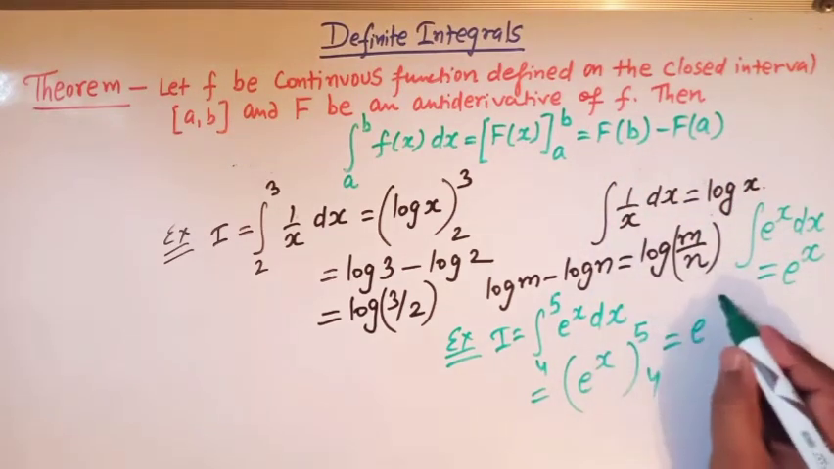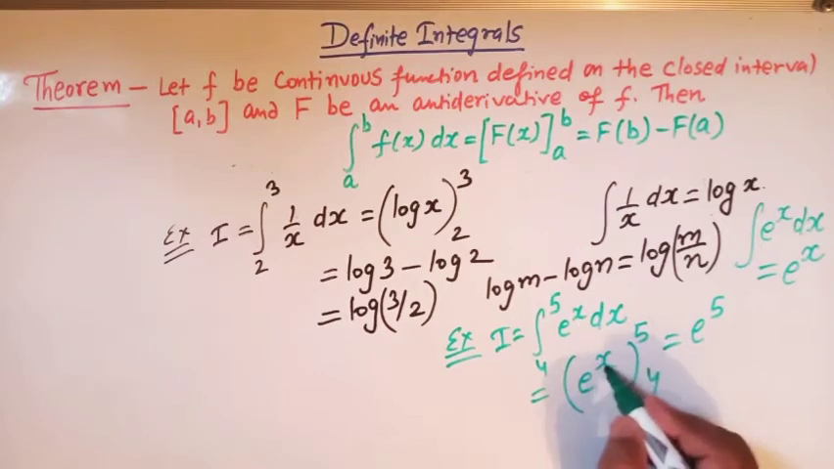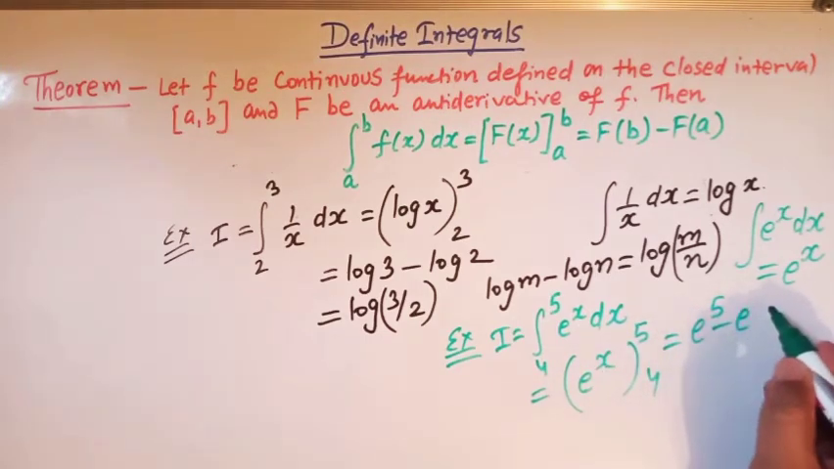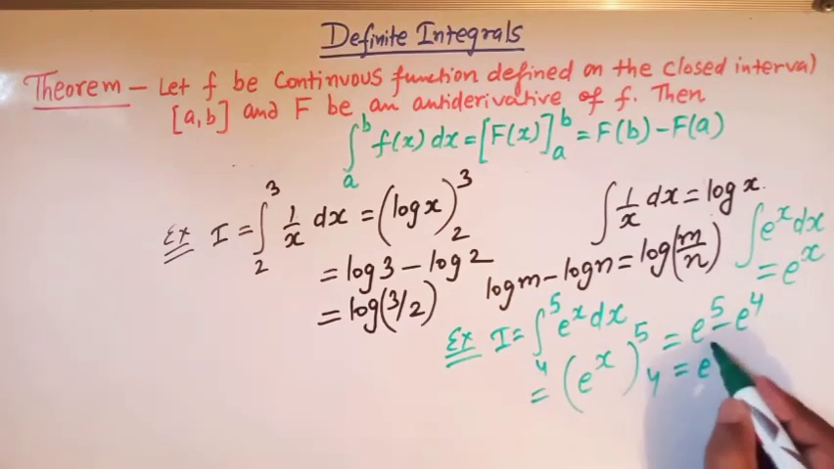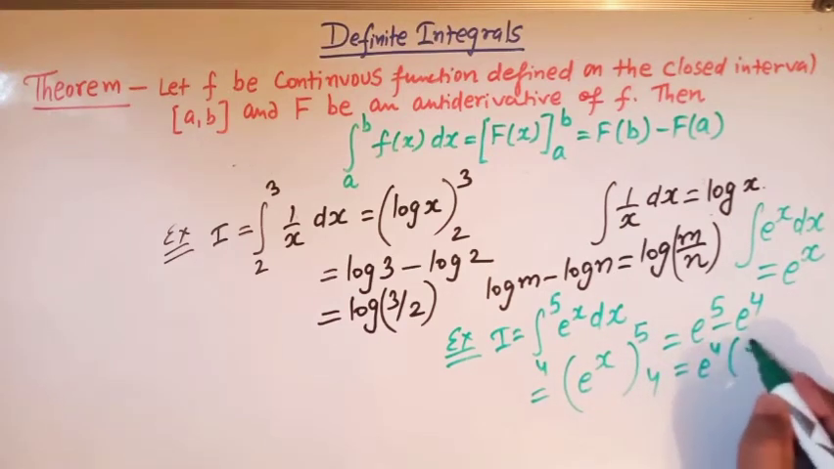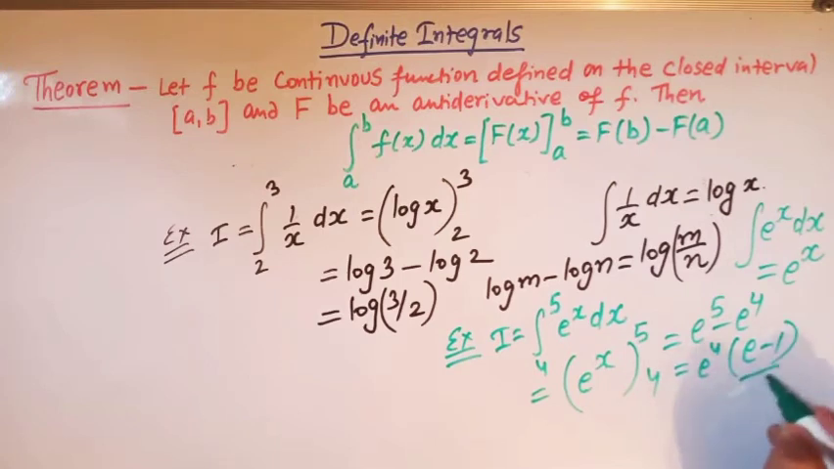So this is e raised to 5. First we'll substitute 5 here, and then we have e raised to 4, right? And if we take e raised to 4 common, then we have e minus 1. So this is the required value of this integral.